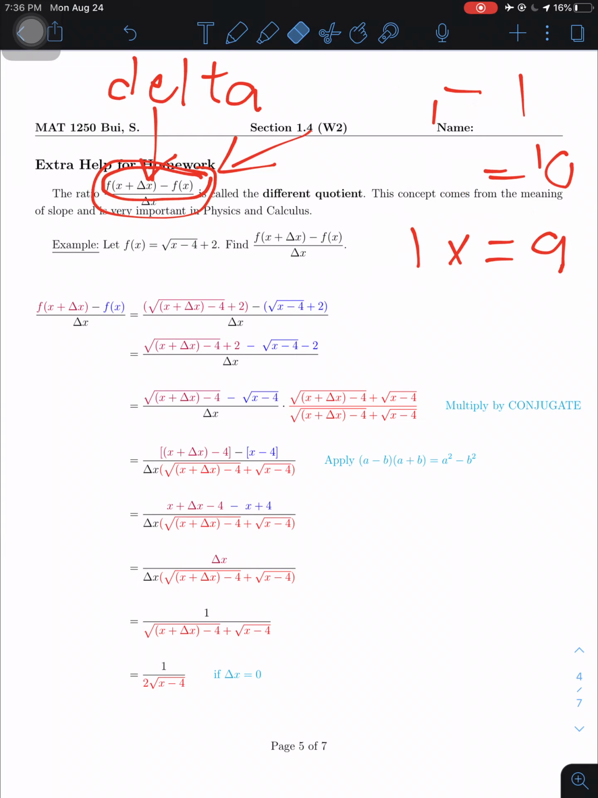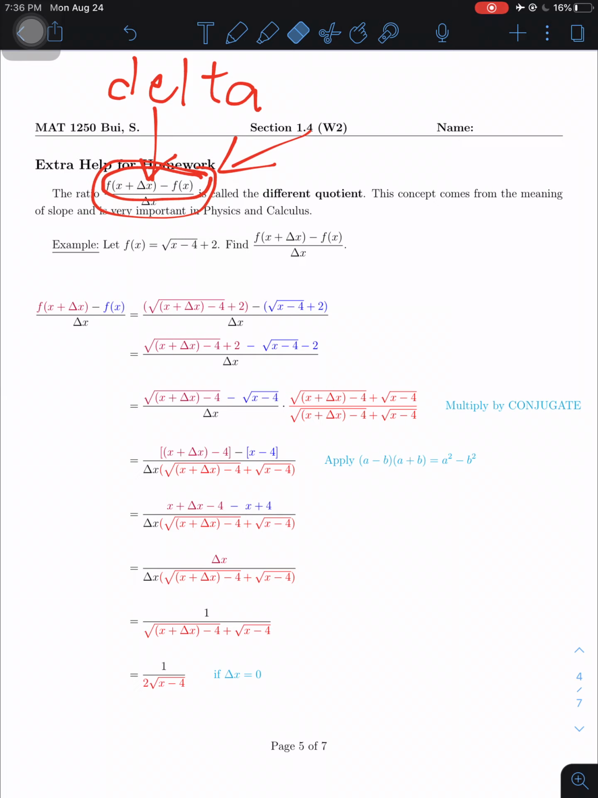And let me get these out of the page, because these are just like the concept of delta, the change in x, or the change in y. This concept comes from the meaning of slope, and it's very important in physics and calculus. So if you're an engineering major or anything that has to do with science, make sure you remember this formula right there, because it's really important.